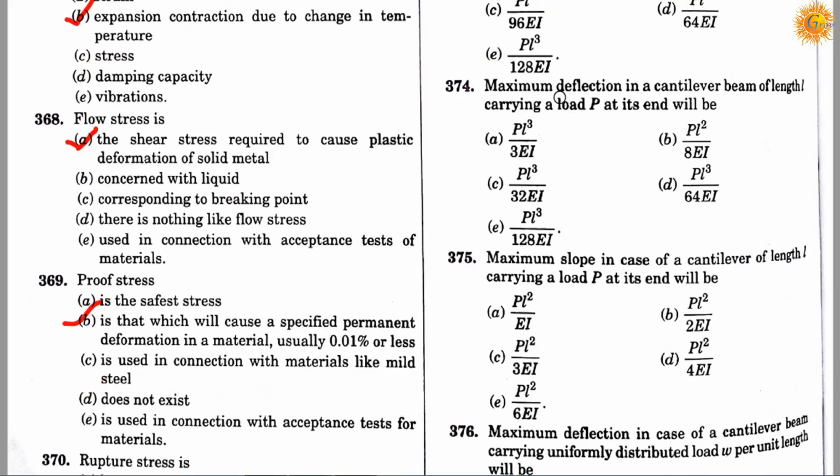Question number 374. Maximum deflection in a cantilever beam of length L carrying a load P at its end will be option A, PL cube divided by 3 EI, option B, PL square divided by 8 EI, option C, PL cube divided by 32 EI, option D, PL cube divided by 64 EI, and option E is PL cube divided by 128 EI. Correct answer is A. It will be PL cube divided by 3 EI.